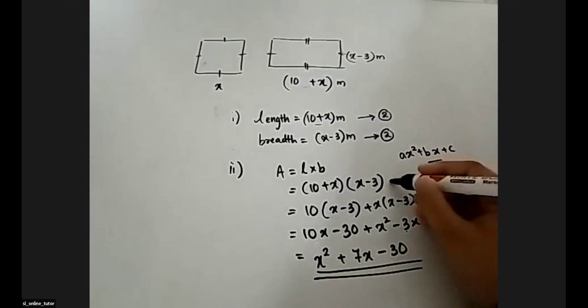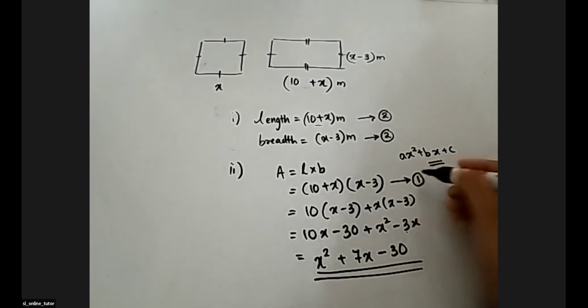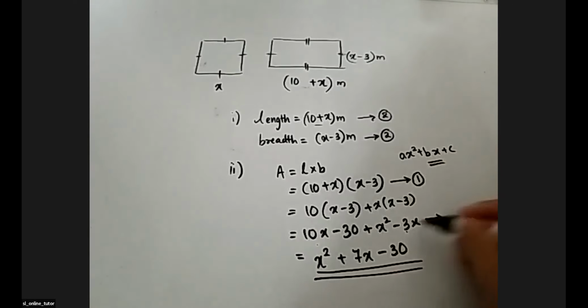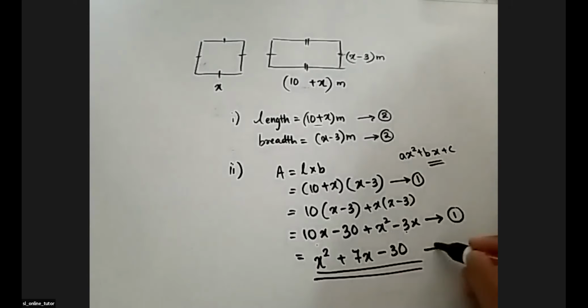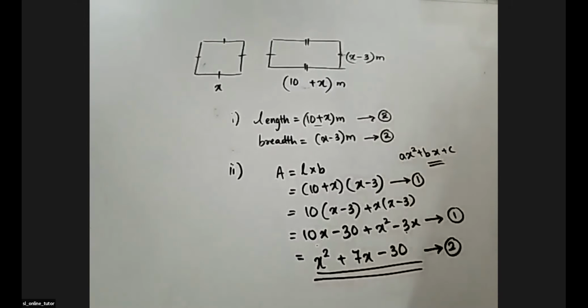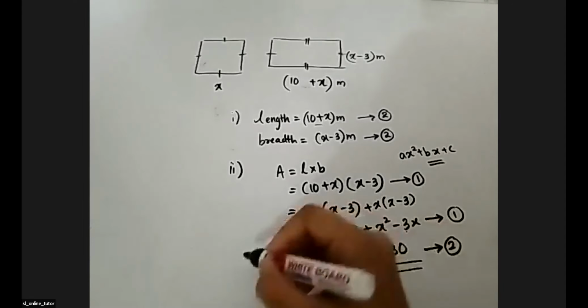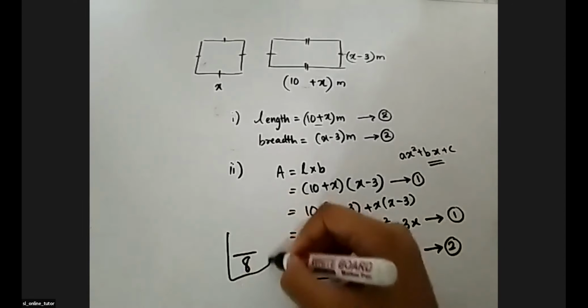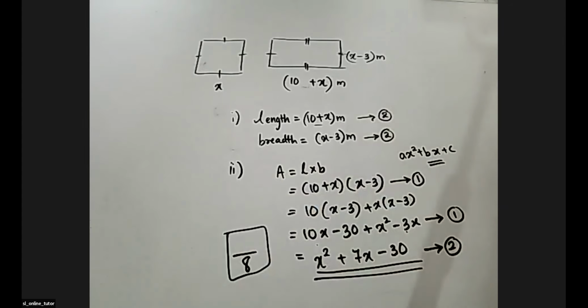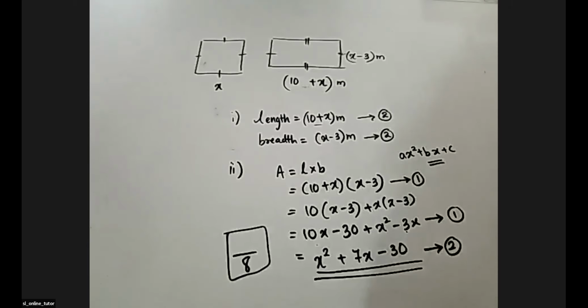You get 1 mark for writing length into breadth. You get 1 mark for writing this one, and you get 2 marks for writing the final answer. So totally, for your second question, write your marks out of 8. Is this question clear? Do you have anything to discuss? Clear, teacher. Okay, if anything is not clear, you can ask me. Put your marks correctly.